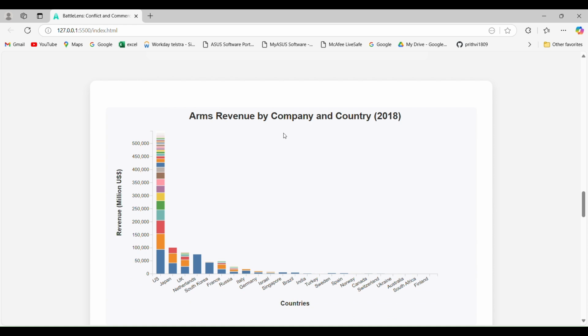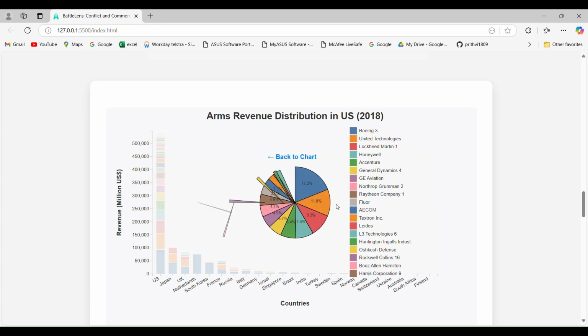This is the stacked bar diagram which we have created, where the x-axis shows the countries, the y-axis shows the weapon revenue made by those countries, and each glyph is a company for that particular country. If we click on any stacked bar, it shows the percentage of that company's contribution in that country. So for Boeing, it's 17.2%. We can hover around it and it shows the different pie chart contribution of it.